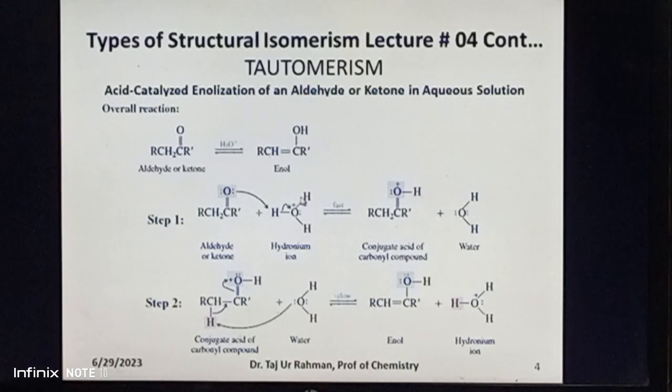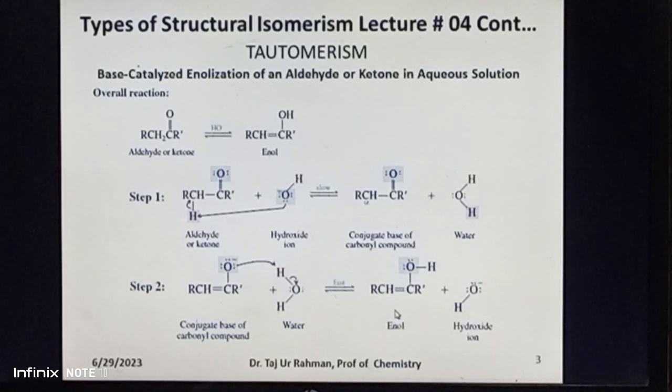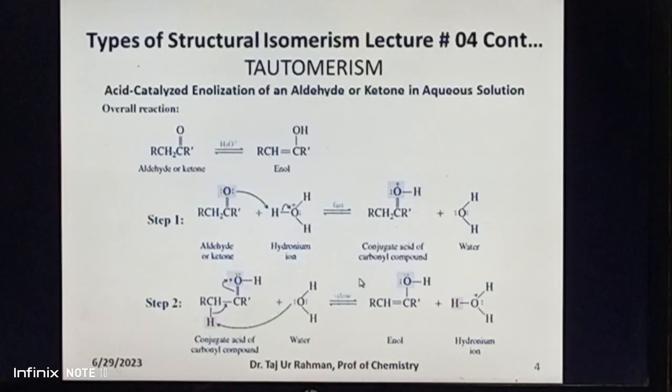In the first step, this hydronium ion transfers a proton to this aldehyde or ketone and gives this conjugate acid of the carbonyl compound, and a water molecule is formed. In the second step, this water molecule acts as a base and abstracts this proton from the alpha carbon of this conjugate acid of the carbonyl compound and gives this enol, and the hydronium ion is regenerated. So in base-catalyzed enolization and acid-catalyzed enolization of an aldehyde or ketone in aqueous solutions, enol formation takes place.